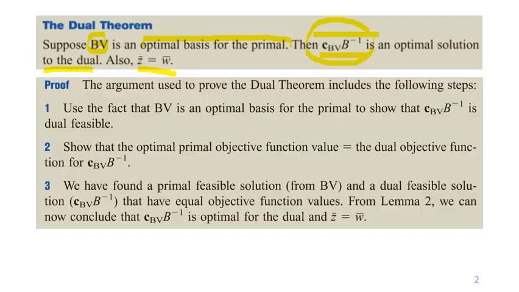The proof for this theorem is that first we need to show that CBV B inverse is dual feasible, because to become an optimal solution, it needs to be feasible first. So we need to show that CBV B inverse is dual feasible. And then next, we need to show that the objective function value of the primal equals the objective function value of the dual. When we have shown that, then from the second lemma of the weak duality, we know that the solutions that we have on hand for the primal and the dual are optimal solutions.